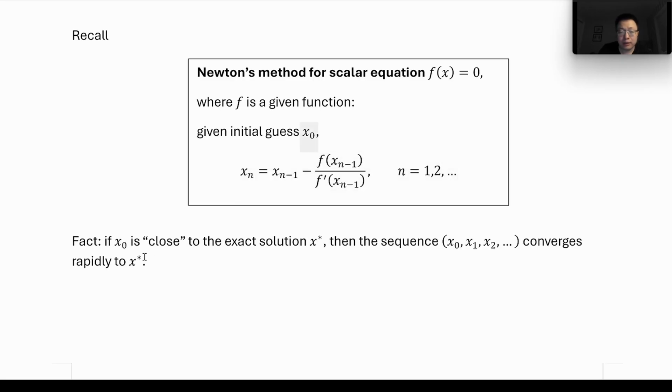So obviously we need f to be differentiable for this method to make sense. And here's a fact. If the initial guess is close to the exact solution, once again we assume the exact solution exists, then the sequence x_0, x_1, x_2, and so on converges rapidly to the exact solution. So when Newton's method works, it works very, very well.